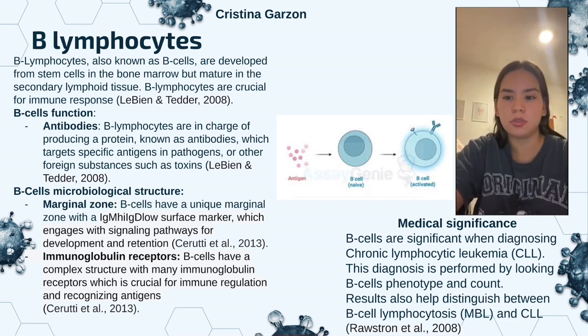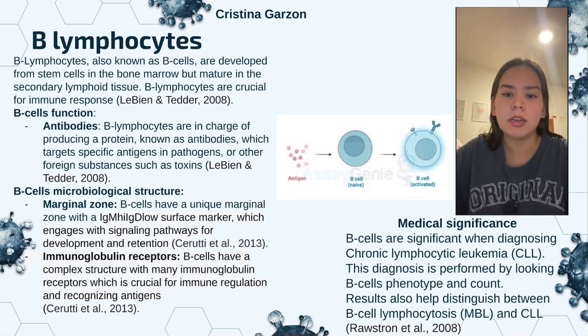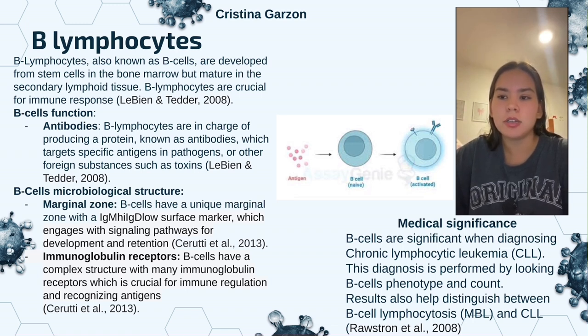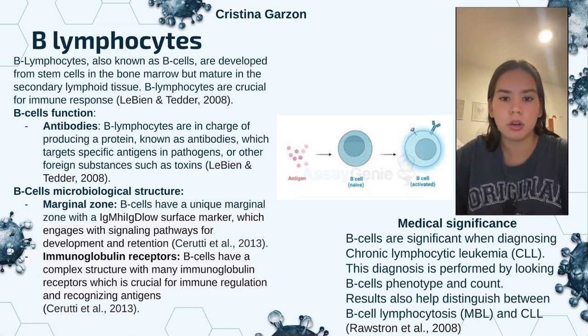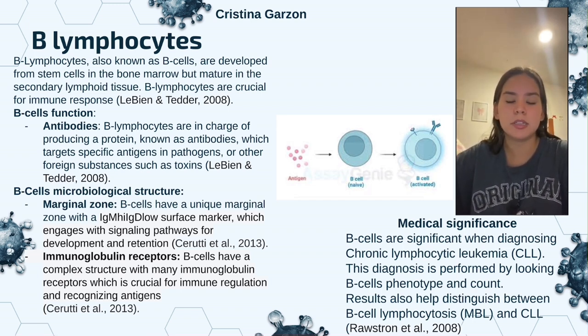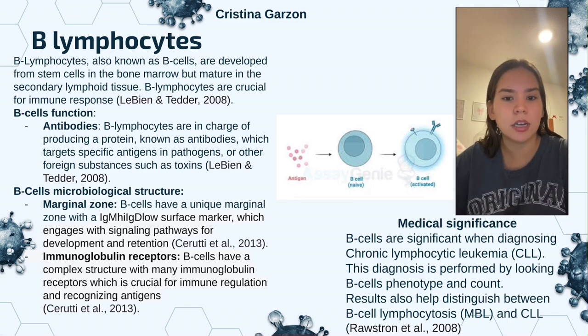B cells have a very unique structure with a marginal zone that engages with signaling pathways for development and retention. B cells have a complex structure with many immunoglobulin receptors that are crucial when it comes to immune regulation and recognition of antigens. B cells are very significant when it comes to diagnosing chronic lymphatic leukemia, known as CLL. This diagnosis is performed by looking at the B cells' phenotype and count. These results will also help distinguish between B cell lymphocytosis and CLL.